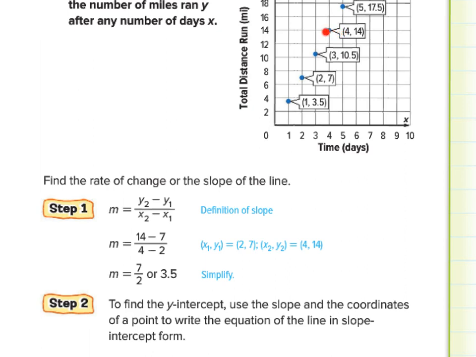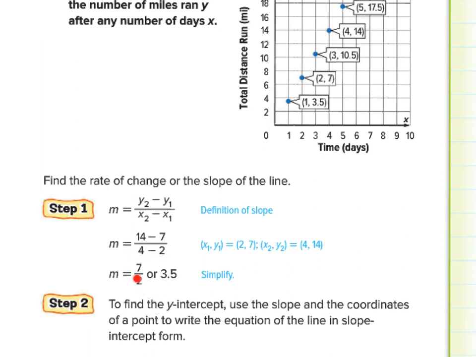14 and find it over here is 7 and 2. Let's use the nice even numbers, right? Use this one and this one. So my y2 is going to be 14 and my y1 is going to be 7. My x2 is going to be 4 and my x1 is going to be 2, as you can see right there. And I get a slope equals 7 over 2.